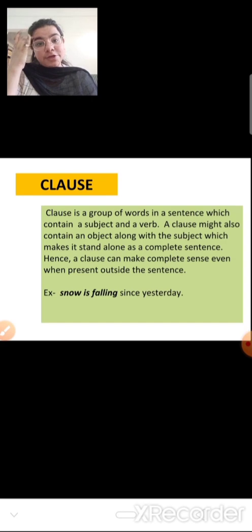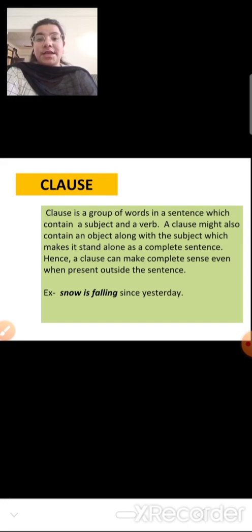So the first thing we get to know about the clause is that it is a group of words in a sentence, but it contains subject plus verb. It has the subject-verb combination in it. The third thing is that sometimes a clause can contain an object also. And the last and very important thing is that it makes sense even if we separate it from the sentence. If it is separated from a sentence, it still gives a complete thought.